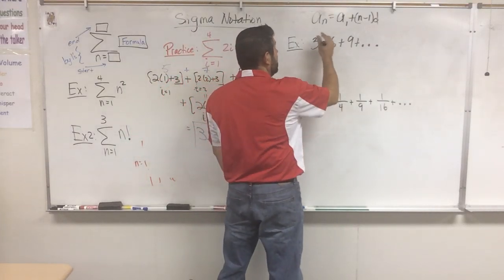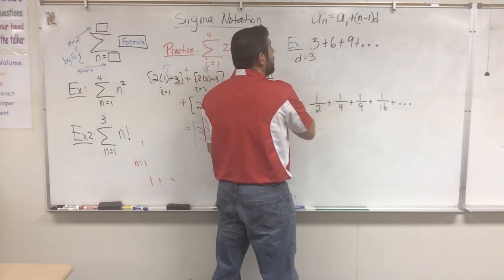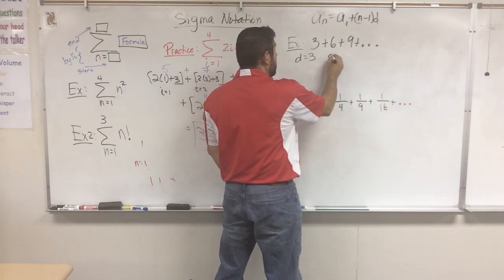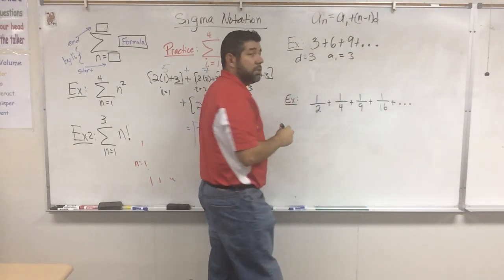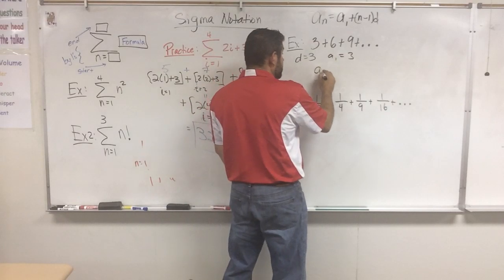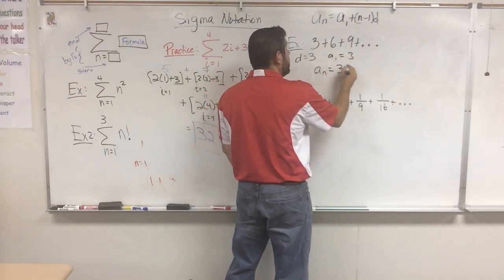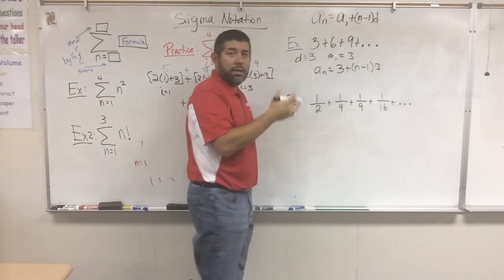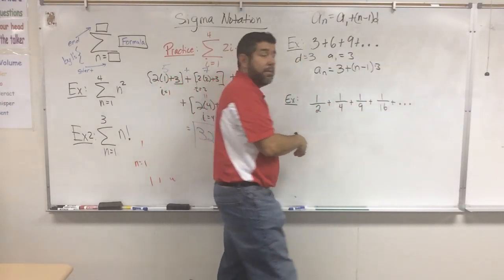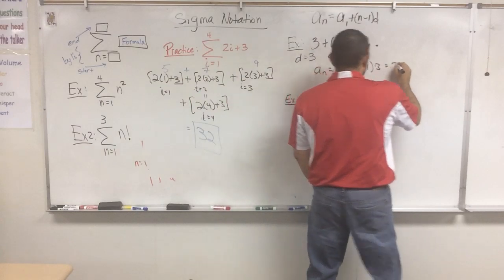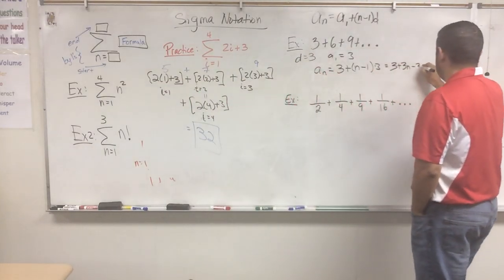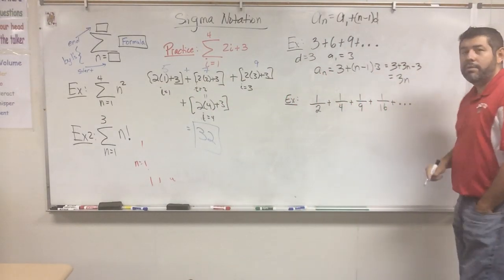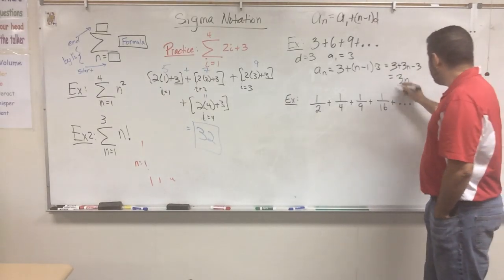Okay, so d is 3 here. And a sub 1 is 3. So I'm just going to go and plug this in. A sub n is equal to 3 plus n minus 1 times 3. And I'm going to go ahead and simplify this out. Okay? So we're going to get 3 plus 3n minus 3, which gives me 3n. Well, that's nice. So this is my formula.